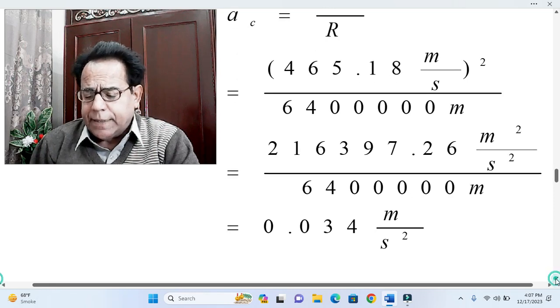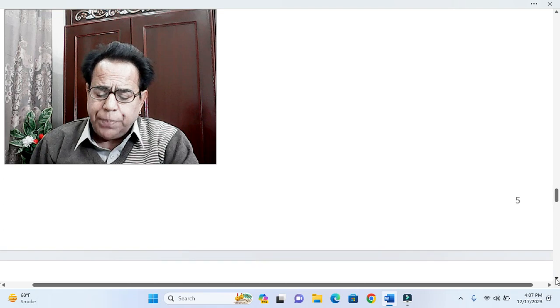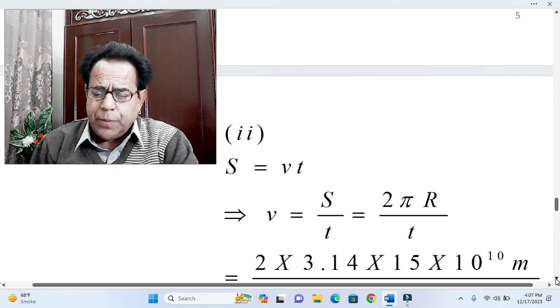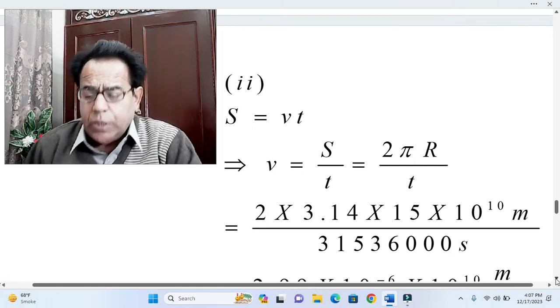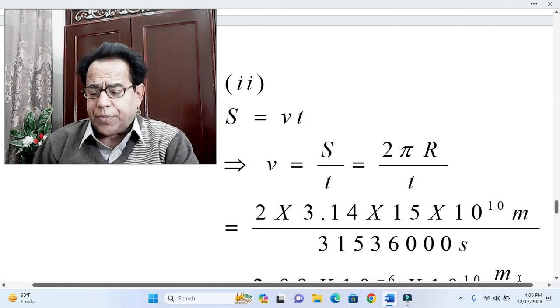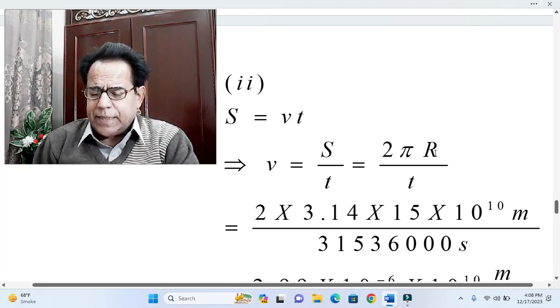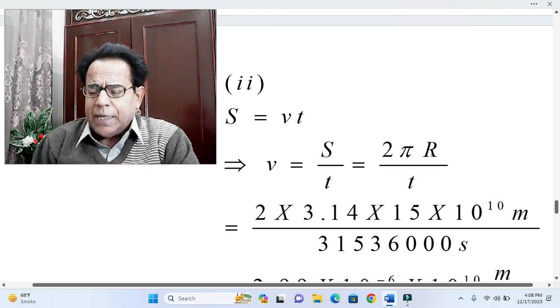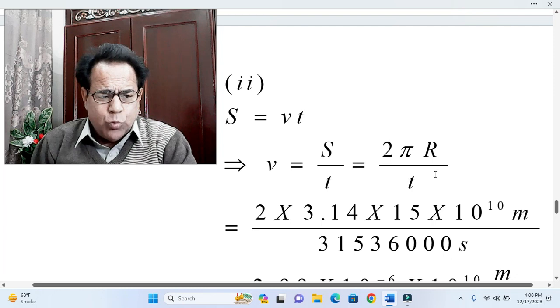centripetal acceleration equal to 0.034 meter per second square. Now we are going to solve the second part of this problem. Here, dear students, the second part is exactly the same as part 1, but the difference is that here R is not the same as given in the first part. Here R differs. Actually, the second part is about sun and earth. First was between moon and earth.